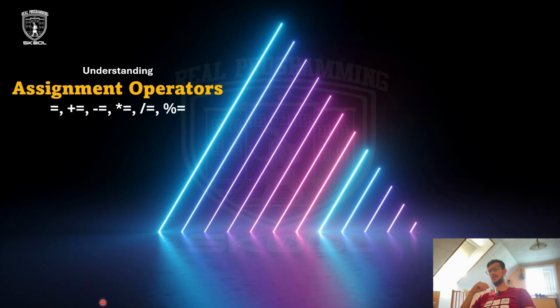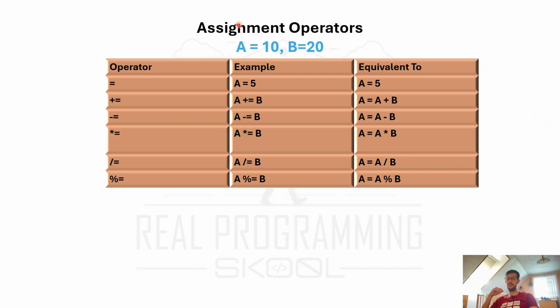Our lesson today is about assignment operators. So let's see what assignment operators are. Here we have variables a equal 10 and b equal 20, and we have the assignment operators: equal, plus equal, minus equal, multiply equal, divide equal, and mod equal.